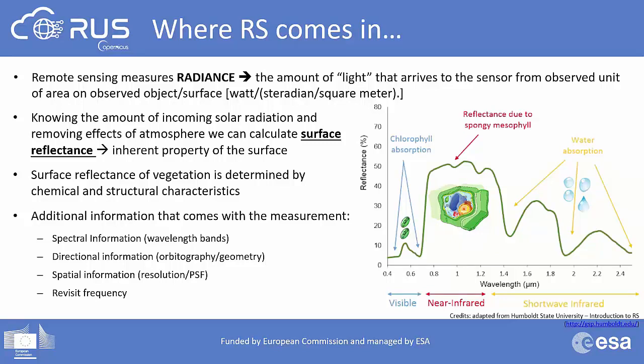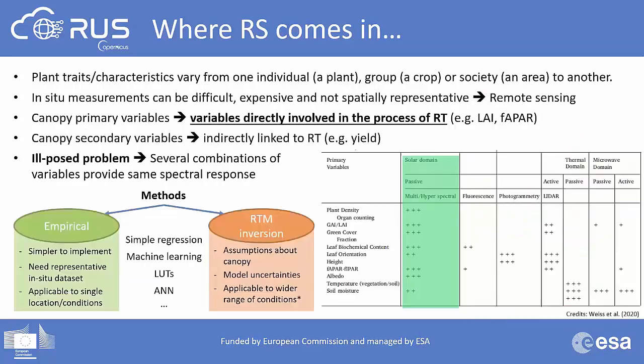However, simple radiance at a pixel or even reflectance at a pixel is not directly translatable to plant biological variables. A number of additional information that comes with the radiation measurement is needed. These are, for example, the spectral information, so which band this information was acquired in, the directional information, the spatial information, such as resolution, and the revisit frequency.